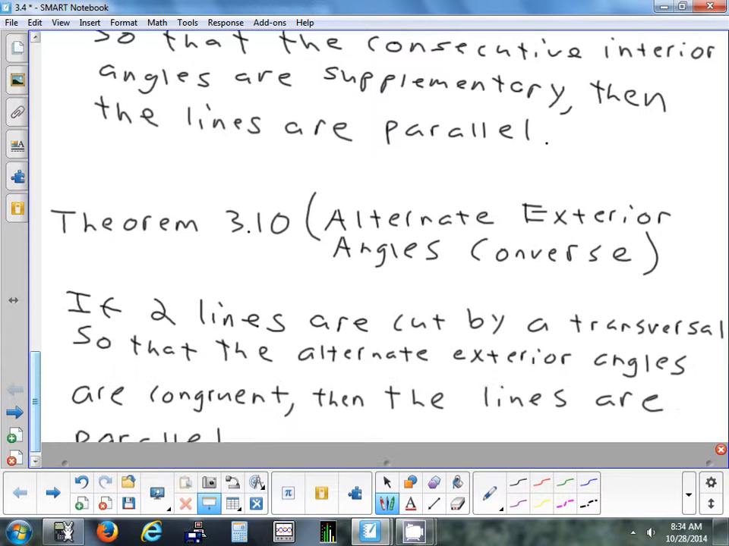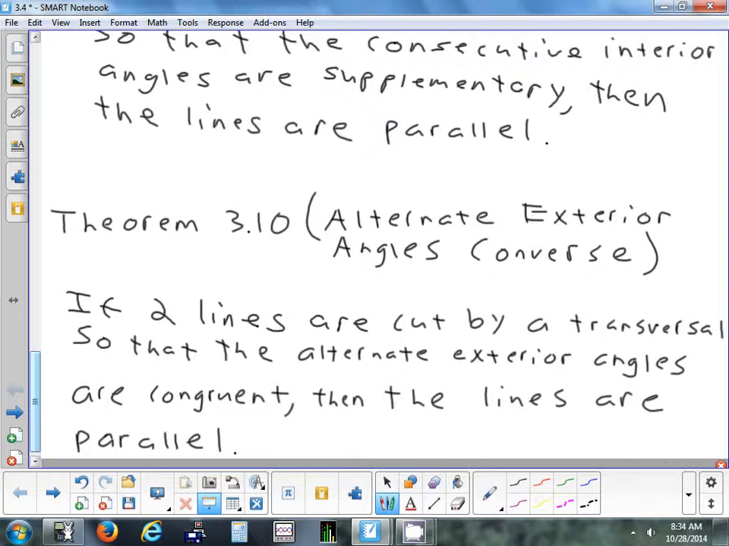So, theorem 3.10: if two lines are cut by a transversal so that alternate exterior angles are congruent, then the lines are parallel.